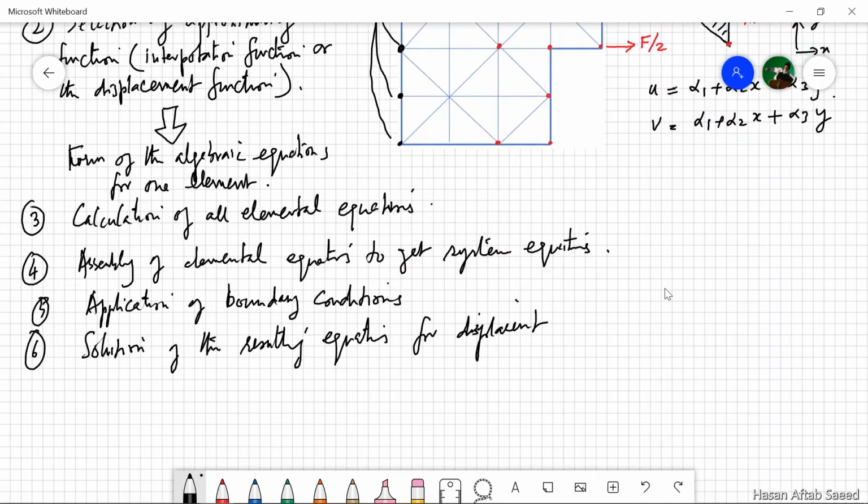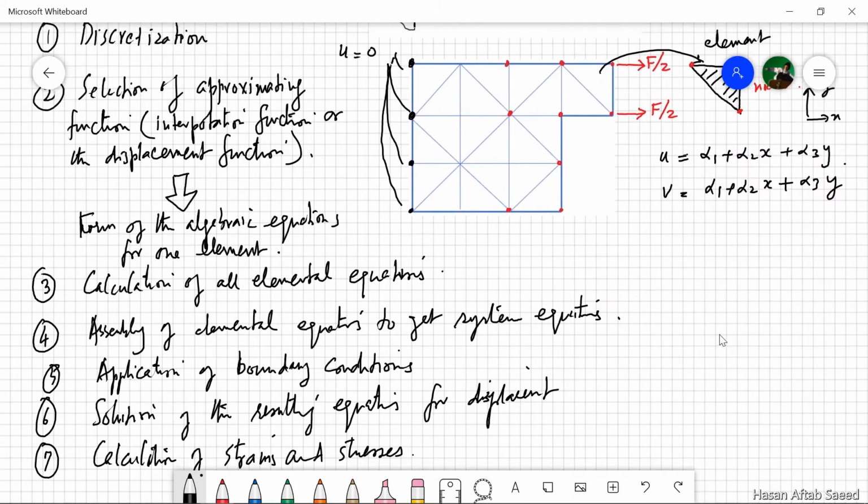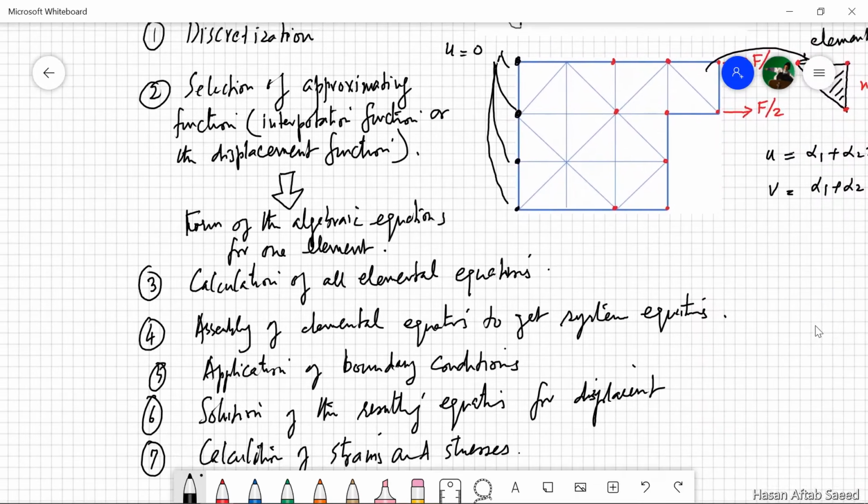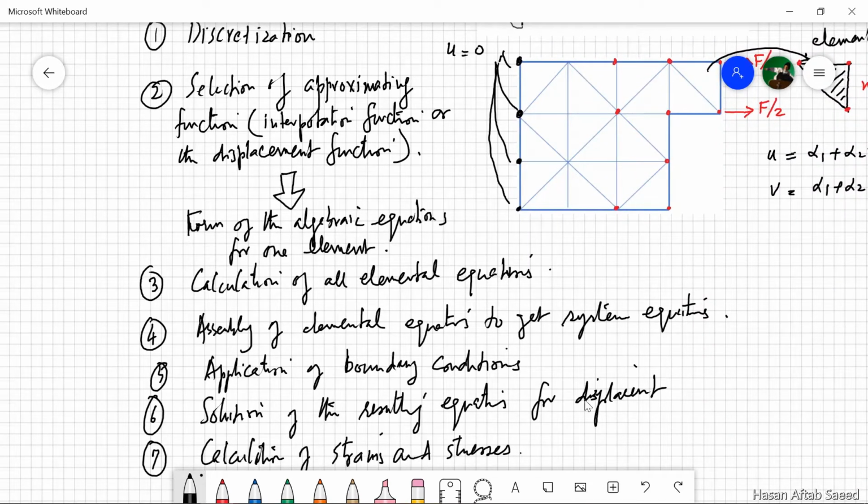So now for the first time, solution of the resulting equations gives us displacements, and the final step is the calculation of strains and stresses in this order. Now there are a few things to be said about this process. The first two steps are called pre-processing.